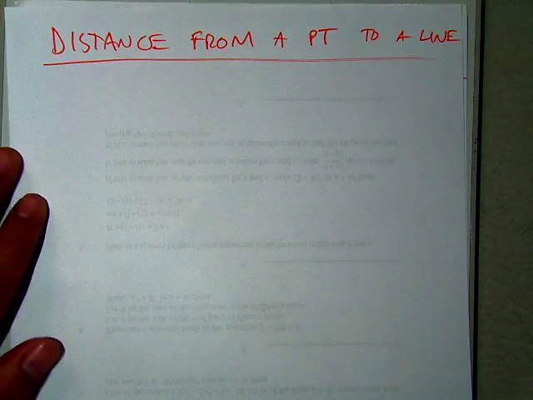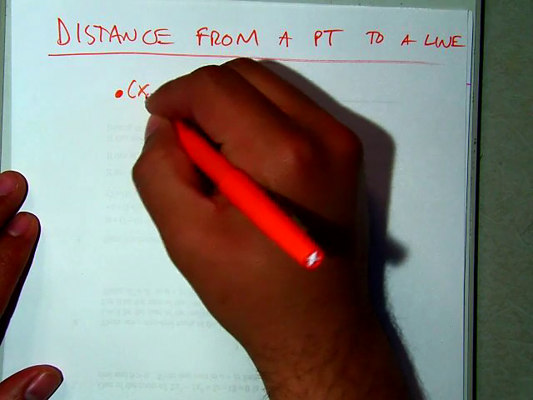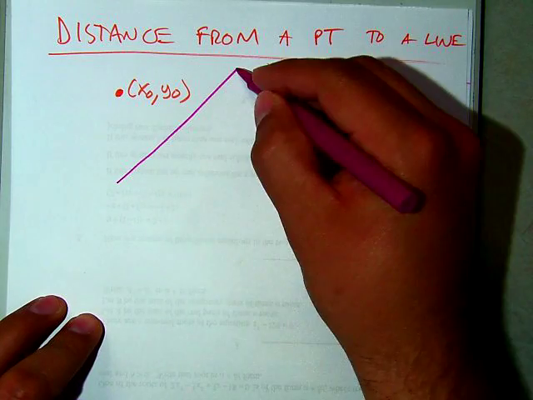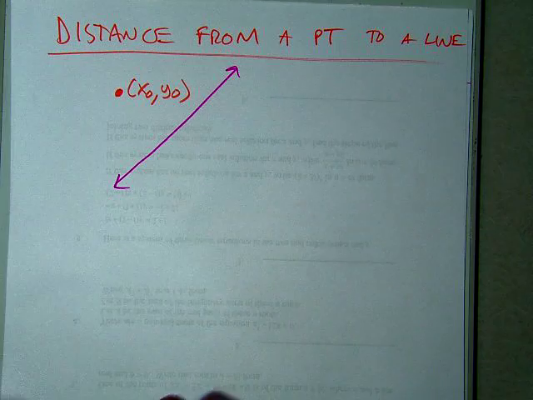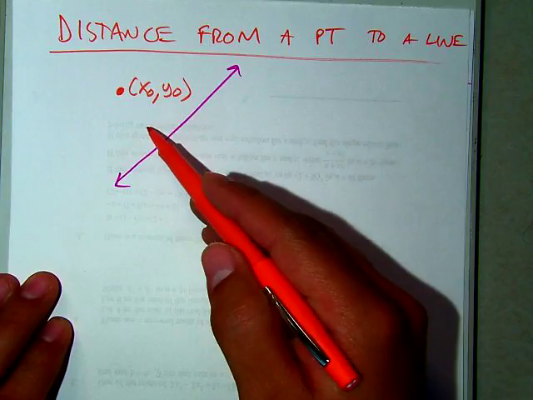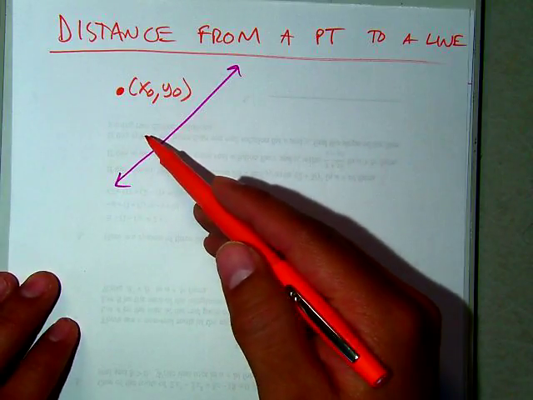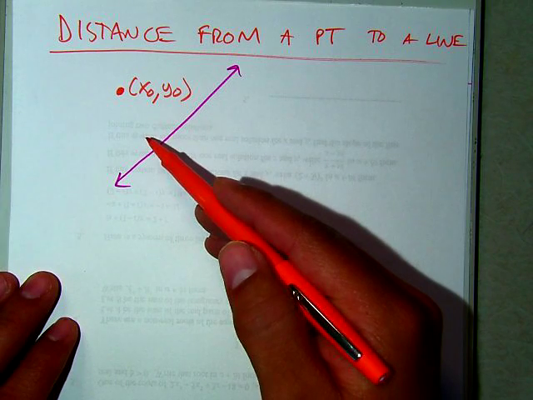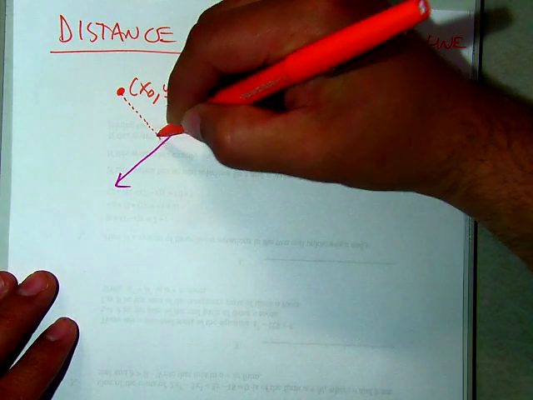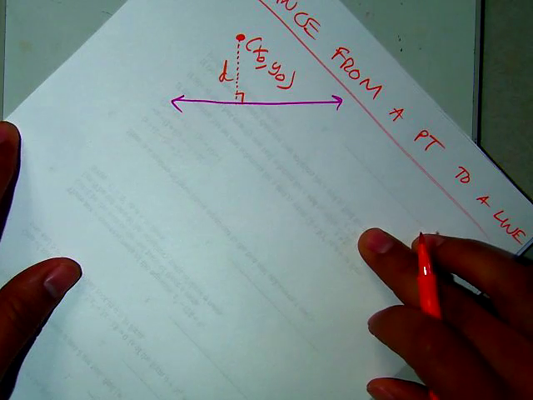So the distance from a point to a line, that means we literally have a point. I'll call the coordinates x naught, y naught, and a line. And we are trying to find the distance from this point to this line. And when I say that, I mean shortest distance. So what requirement do I have? It needs to make a 90-degree angle. Very good. So this is the distance that I am looking for.